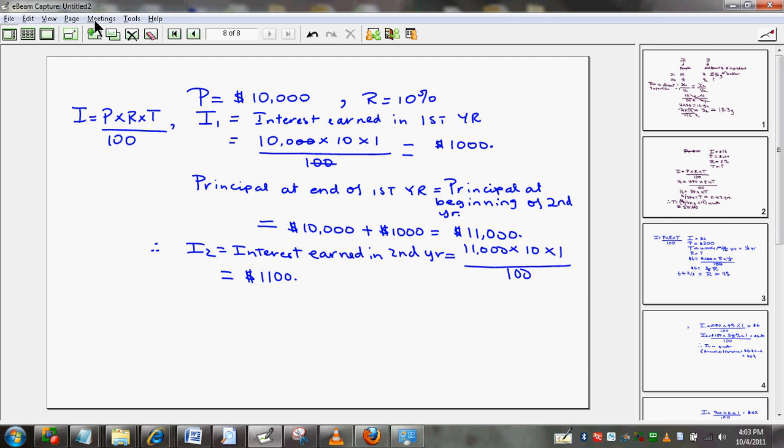So you notice, unlike simple interest calculation, in compound interest, the interest keeps going up. Right? If I did it for a third year, I'd have to add back the 1,100 onto the 11,000 and then find the interest on that again at 10%. So you notice in compound interest, the interest keeps going up every year.